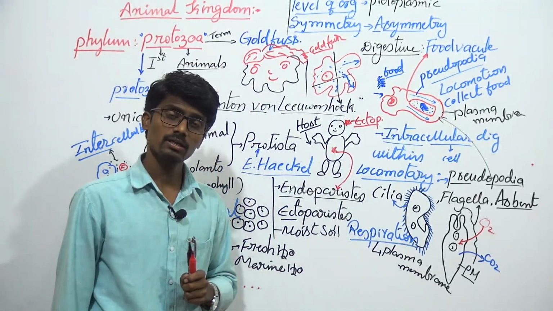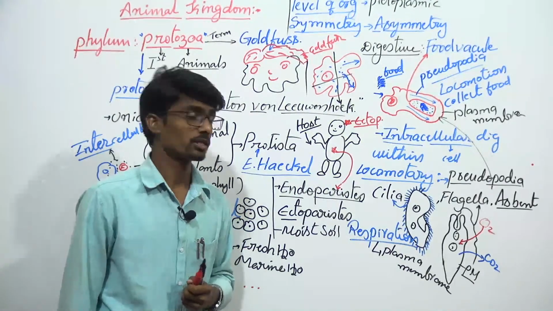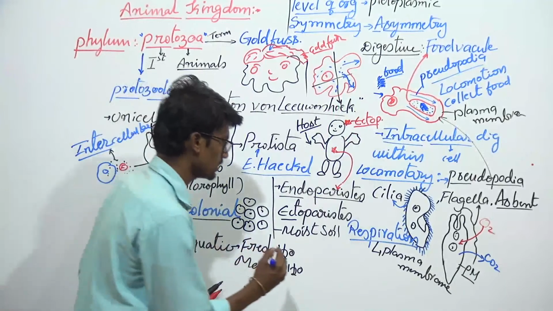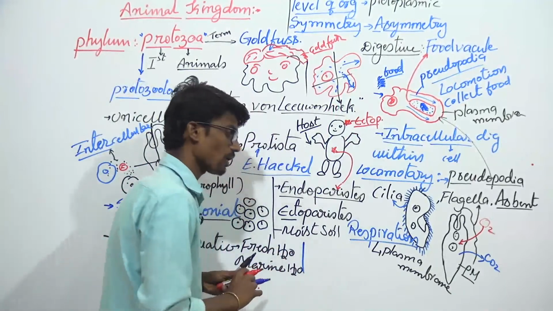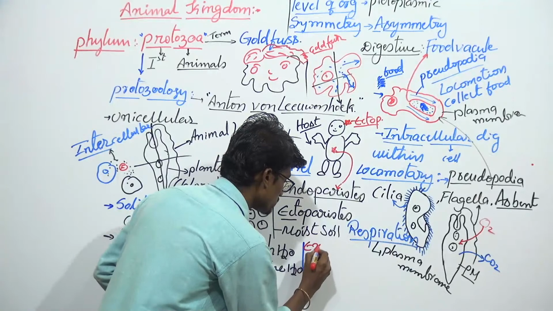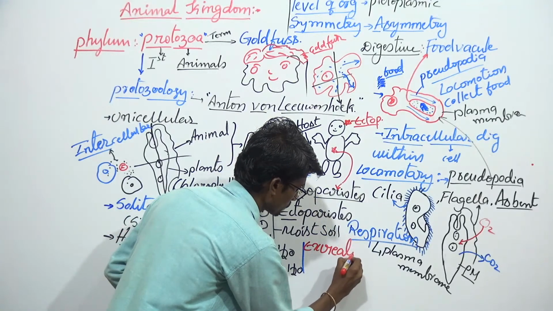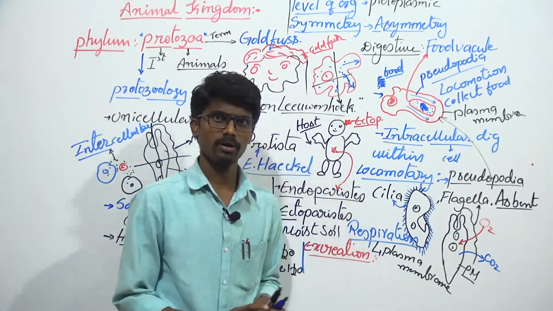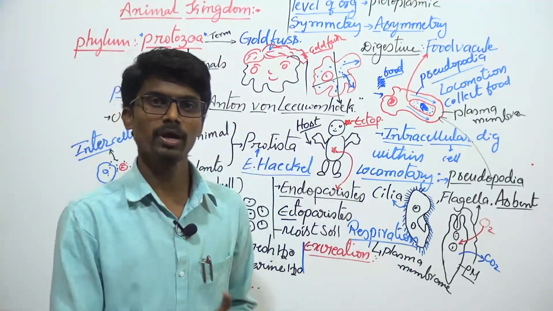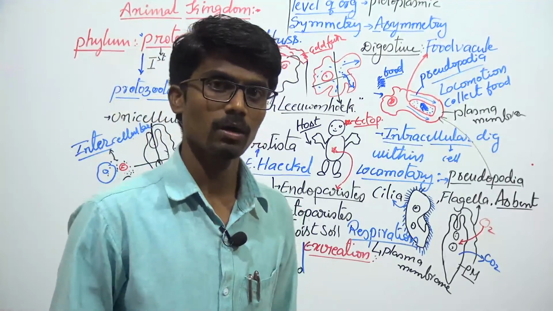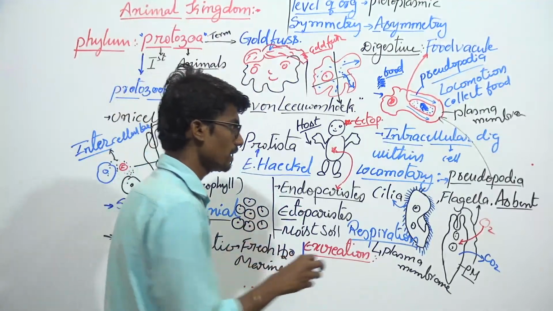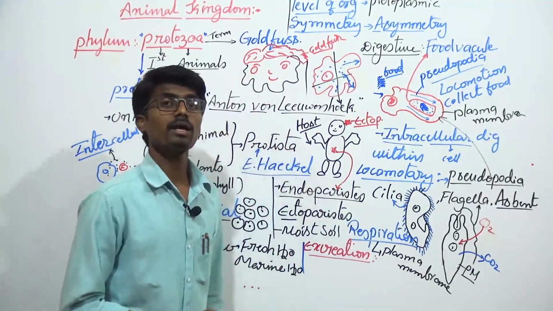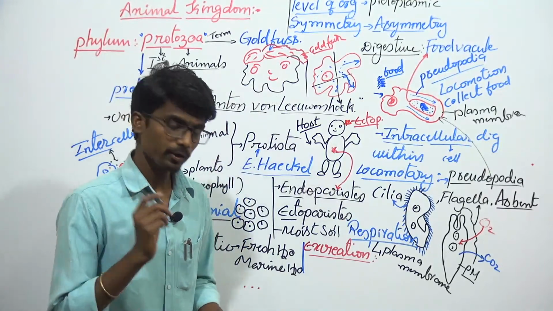After respiration, what is next? Digestion. Sorry, digestion is over. After that, excretion. That is very important. How do these organisms remove waste? These organisms do not have any kidney to remove the waste because they are unicellular. If any waste is generated inside the cell, how is it removed? It is removed with the help of contractile vacuoles.